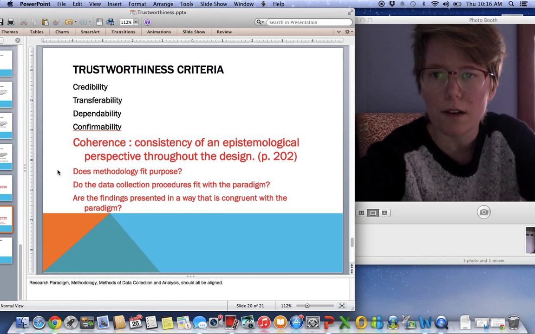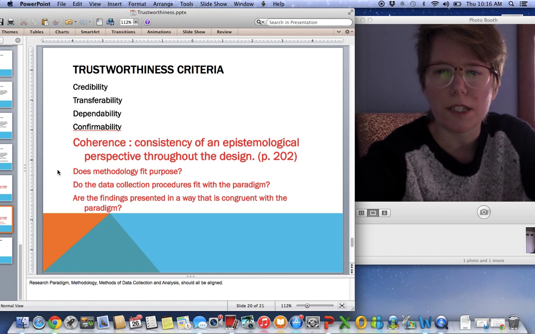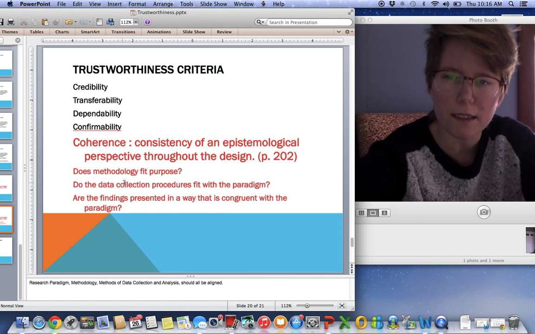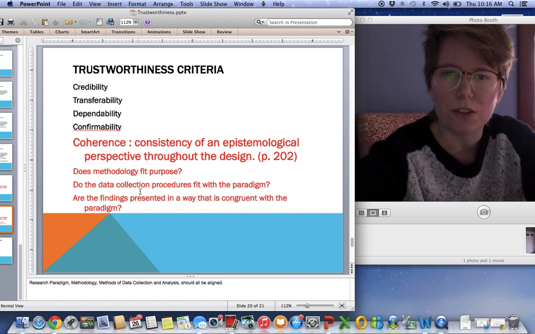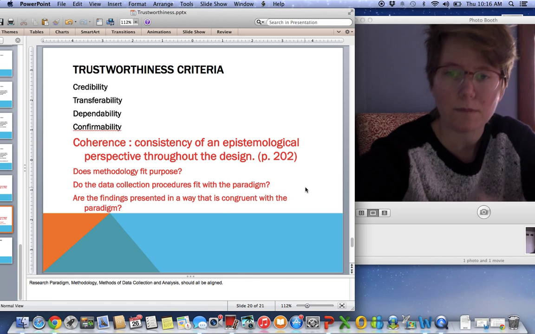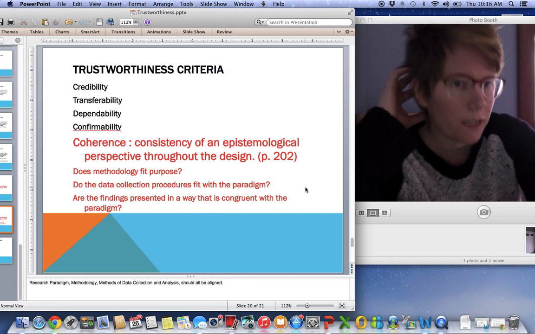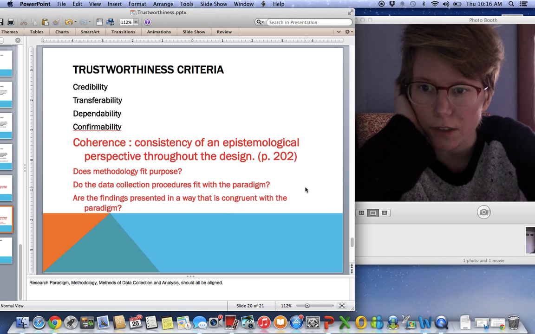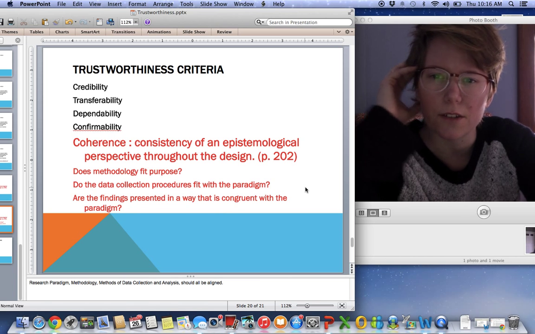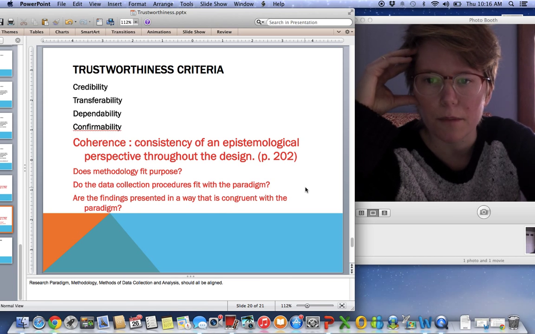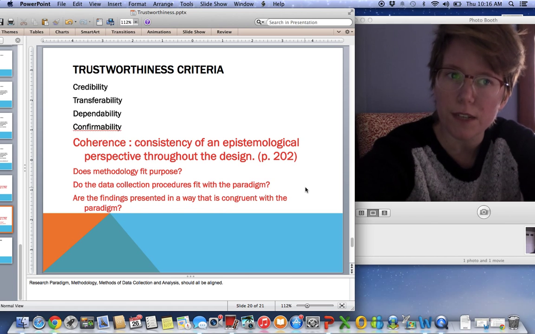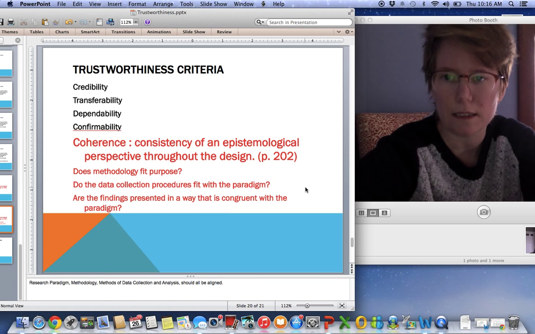So guiding questions here would be, does the methodology fit the purpose? Does it make sense, the way that they went about this? Do the data collection procedures fit with the paradigm? If you're saying that you are a social constructivist and you believe in a co-constructed reality, but then you're getting your data collection by a multiple choice survey, that doesn't fit. That would be an inconsistency.